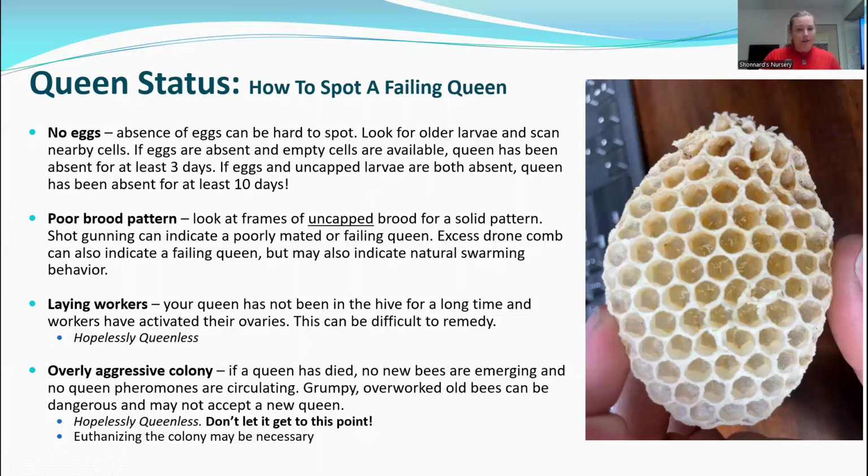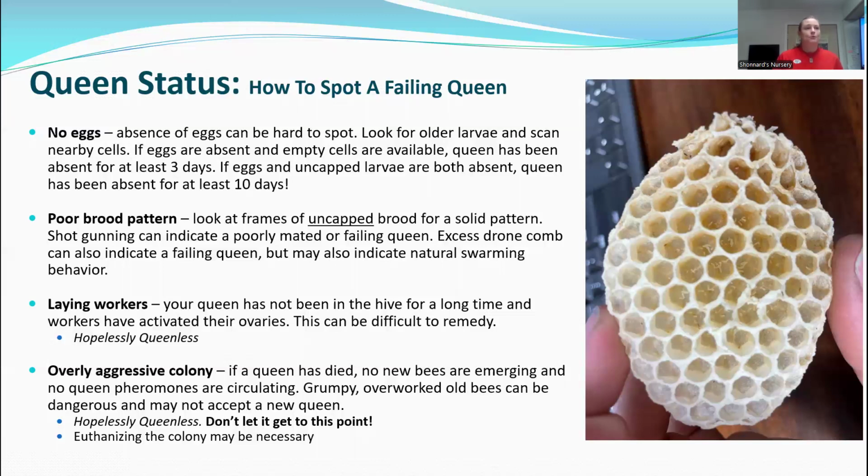Poor brood pattern. It's important when you're looking for brood pattern that you're not looking at capped cells, because capped cells can be anywhere from 10 days to 21 days old, which means they're probably hatching at that point. So if you're looking at a nice frame of capped brood and you're like, oh gosh, it's shotgunned like crazy, there's a whole bunch of holes, it's fine, they're hatching. You should be looking at uncapped brood.